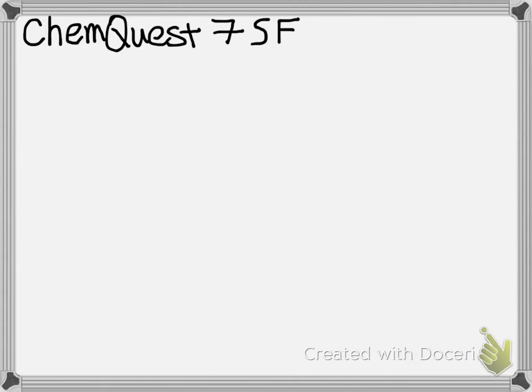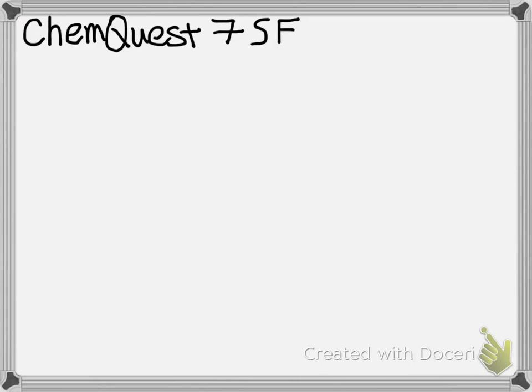Hello again. Time to go over ChemQuest 7 about significant figures. Most of the trouble with significant figures comes from zeros. So again, your ChemQuest starts with some rules, and we talked about the rules the other day. Question number 1 says, verify that each of the following numbers contains 4 significant figures.